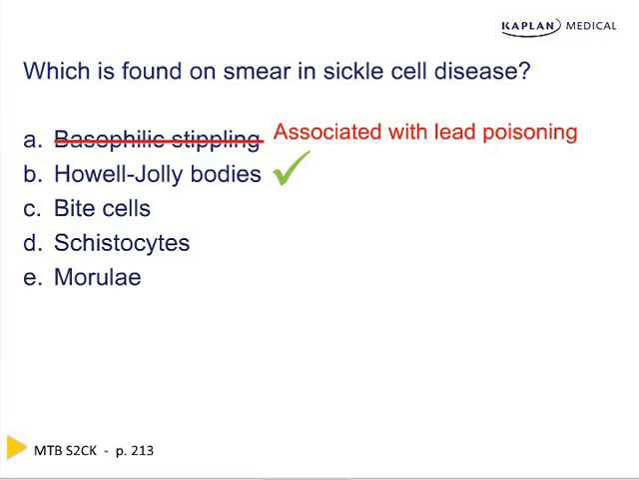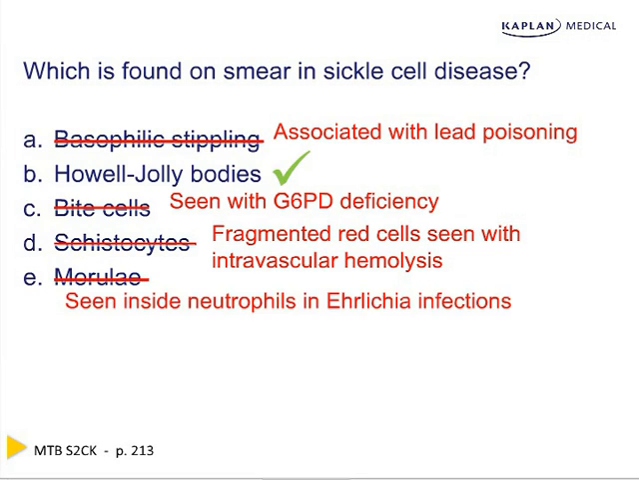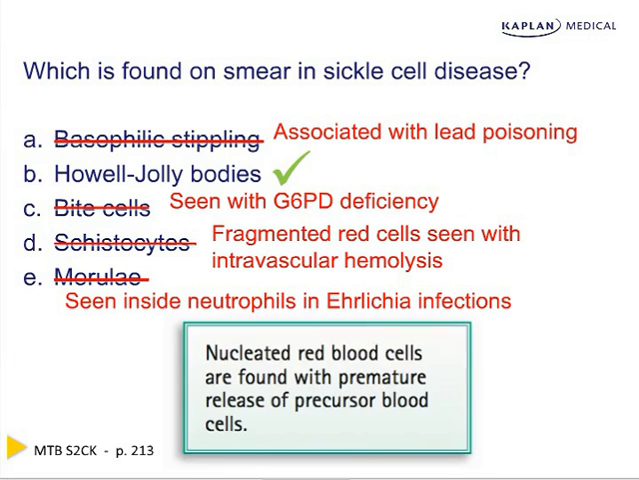Basophilic stippling is an unusual thing, little dots across the red cells, with lead poisoning. Bite cells are when the Heinz bodies get bitten out by the spleen. That's a test you can do today in G6PD, glucose-6-phosphate dehydrogenase deficiency. These Heinz bodies get bitten out, removed. The schistocytes are fragmented cells seen with intravascular hemolysis, such as DIC, TTP, HUS, and morulae are seen inside neutrophils with Ehrlichia. Nucleated red cells are found with premature release of cells. It's like little child soldiers. It's the step just before reticulocytes.